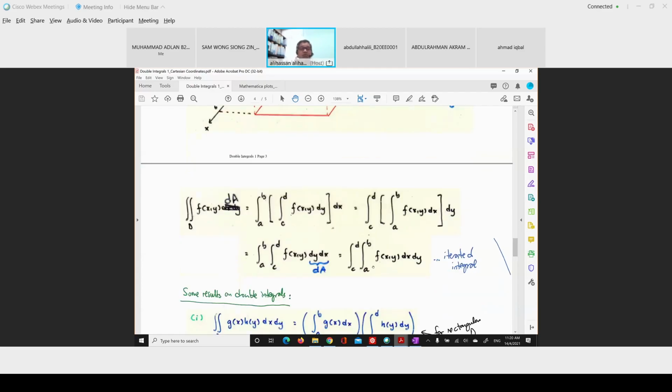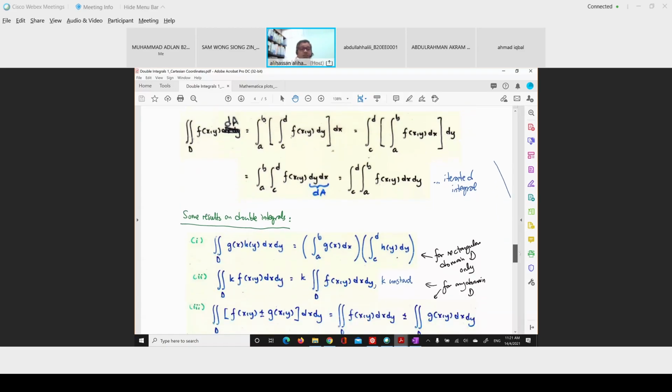So to evaluate a double integral over a rectangular region D, we have two possibilities: to integrate using the order dy dx, or using the order dx dy here. And these are also called iterated integrals. The technique that we have shown here is also known as iterated integrals.